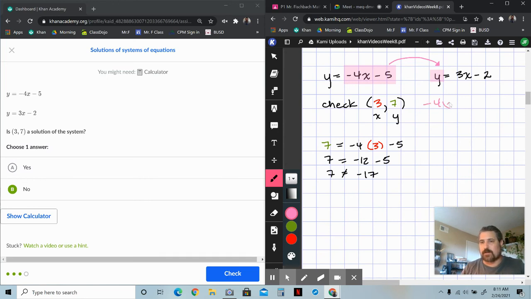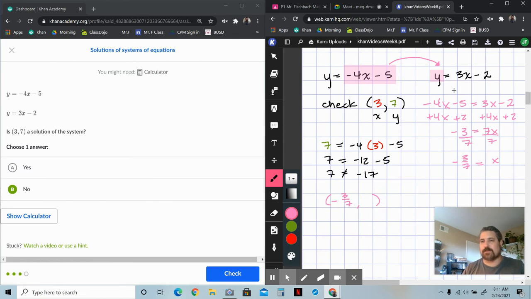It would be negative 4x minus 5 is equal to 3x minus 2. And then you can solve that for the x position where the y's are the same. In other words, the x value in the ordered pair. So let's solve it. We're going to add 4x to both sides. We're going to add 2 to both sides. You're going to get negative 3 is equal to 7x. We're going to divide by 7 on both sides. So x would be equal to negative 3/7, which means that the ordered pair that's the solution to this system would be the ordered pair negative 3/7, comma something, right? And we've got to figure out what the y value is.